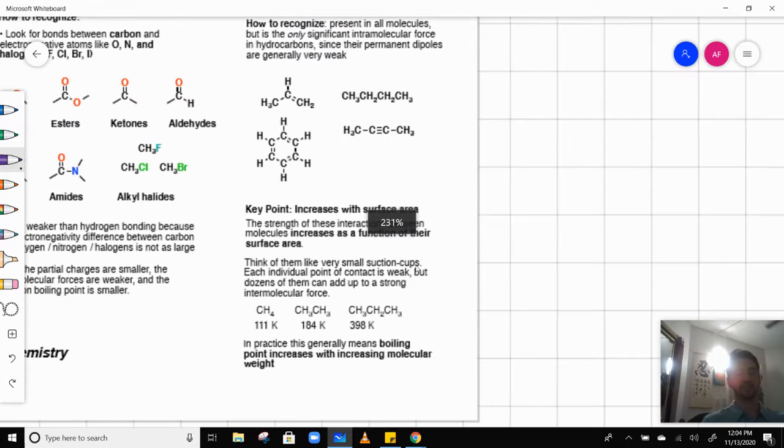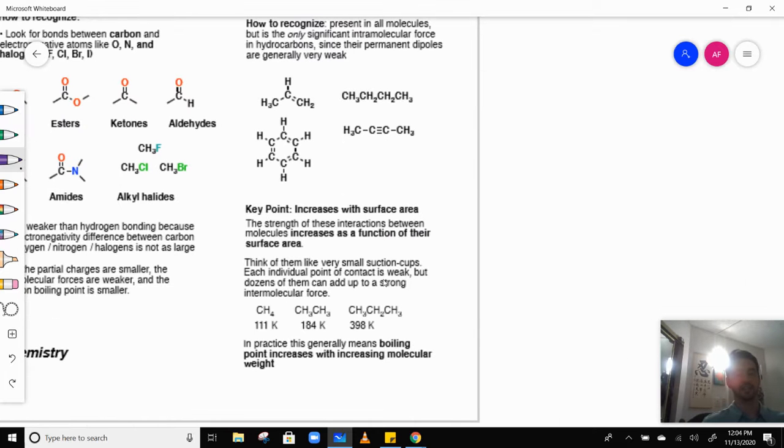If you think of them all like suction cups, that's what he's saying here. So they're very small suction cups. Each individual point of contact is weak, but dozens of them can add up to a strong intermolecular force. For example, that is a freaking high boiling point, right?